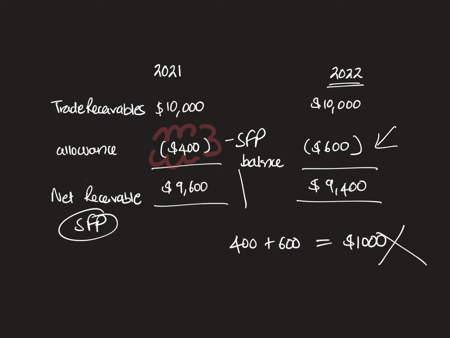So what we do instead is we recognize the movement. And that's because the allowance is a balance in the statement of financial position, which is rolled forward. So by increasing this by $200, we would be debiting the irrecoverable debt expense, crediting the allowance, and in doing so, we will end up with a balance in our allowance at the end of 2022 that amounts to $600.